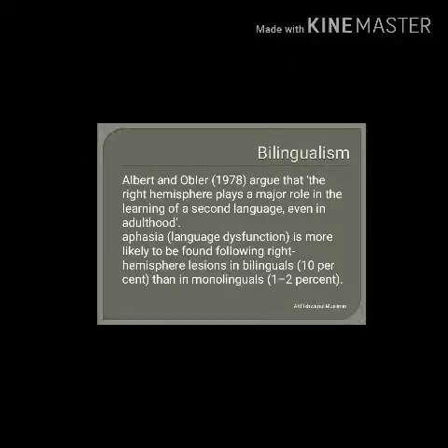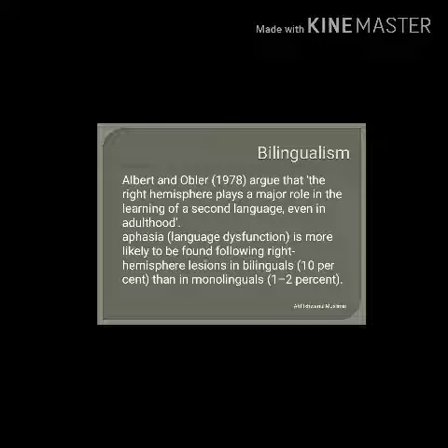The next topic in psycholinguistics here is about bilingualism. Bilingualism means someone who has the ability to speak or use more than one language, or using two languages. Albert and Obler argue that the right hemisphere plays a major role in learning a second language, even in adulthood. So when we learn a second language, usually we make an association just like in a mnemonic strategy. We try to change the new vocabulary into a picture. So it means that our right hemisphere works more to make a picture or describe a word that we learn in our second language.